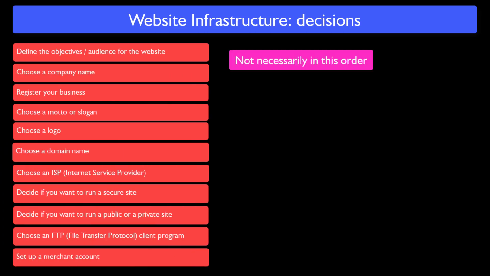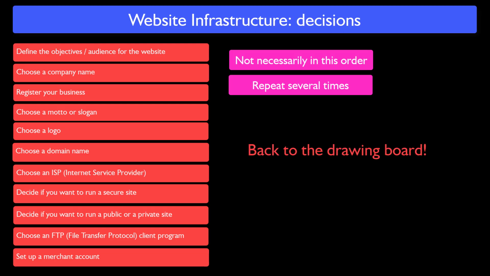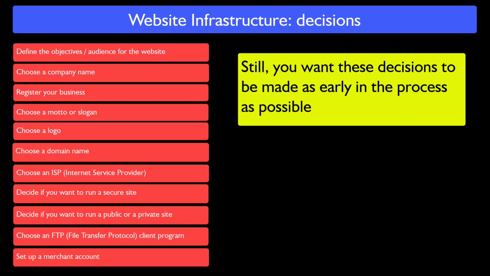So not all of these decisions will be made necessarily in this order, and it's likely you'll have to repeat some, maybe several times. Maybe the company name you chose is already taken, or your domain name is in use or for sale at too high a price. Back to the drawing board. Still, you want these decisions to be made as early in the process as possible.